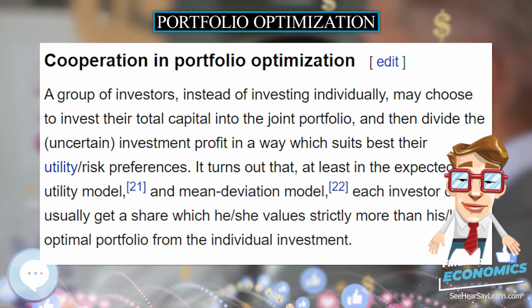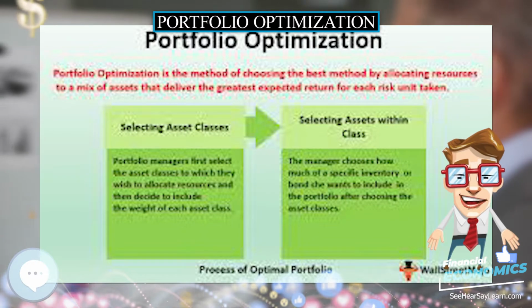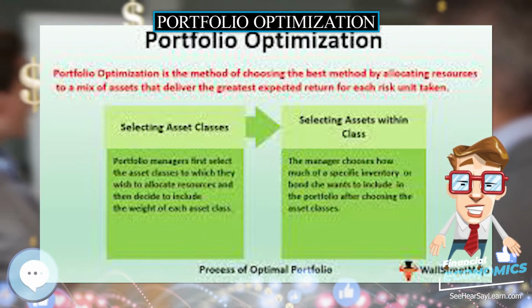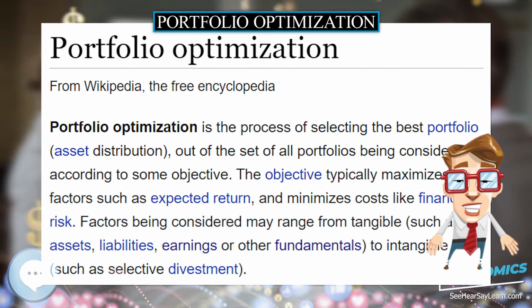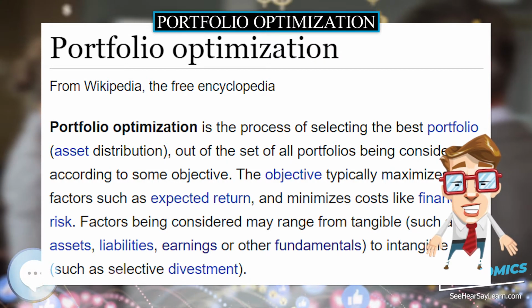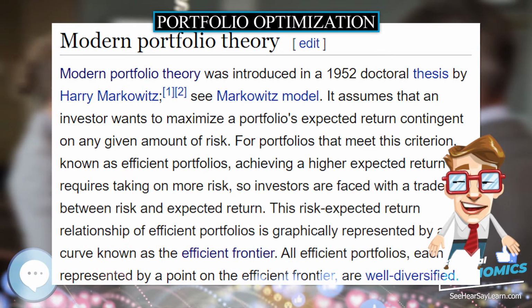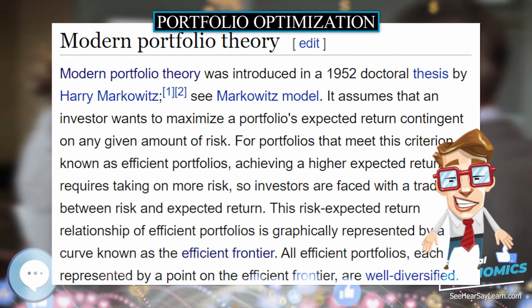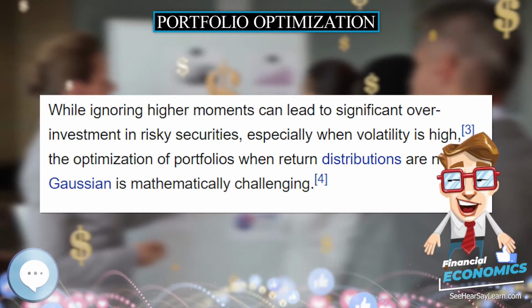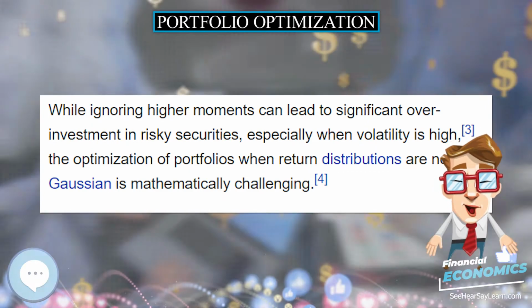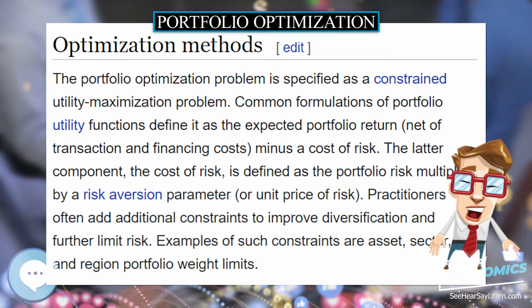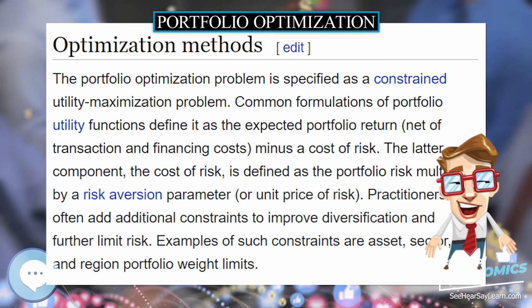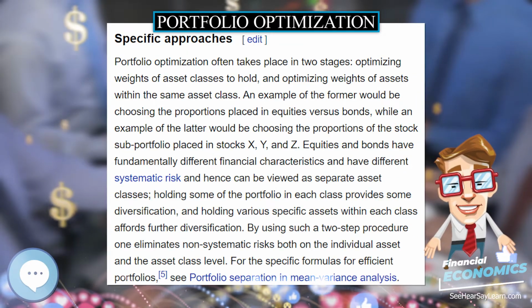Optimization methods. The portfolio optimization problem is specified as a constrained utility maximization problem. Common formulations of portfolio utility functions define it as the expected portfolio return, net of transaction and financing costs, minus a cost of risk. The latter component, the cost of risk, is defined as the portfolio risk multiplied by a risk aversion parameter, or unit price of risk.